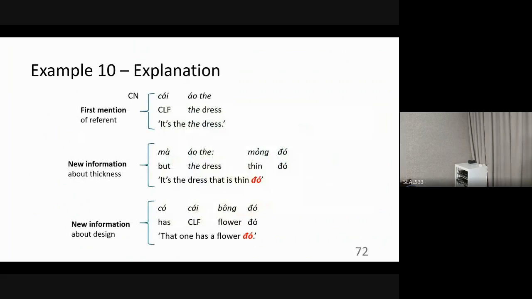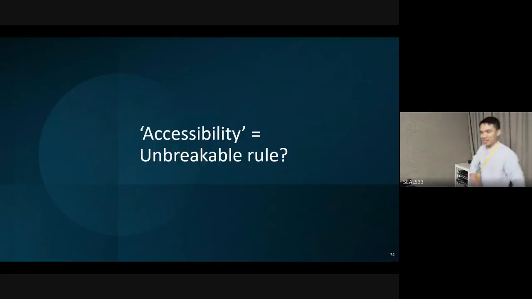And this one, very extensive. I can go on and on about this one. But this is a monologic sequence where you have new information given about the first mention of the referent, and all of the new information is marked again with this distal particle. But it is important to know that accessibility is not an unbreakable rule, because breaking this rule is how we introduce new functions to these particles. Let's examine this through one following example.